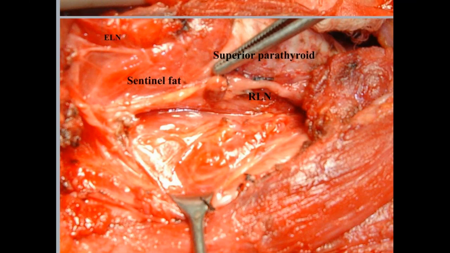Central compartment dissection is done in all node positive cases, whether it's lateral nodes positive or central compartment node positive, based on ultrasound. And if you're doing central leg dissection, the lateral leg dissection becomes a natural extension, because the chances of the lateral leg being positive are around 80%.